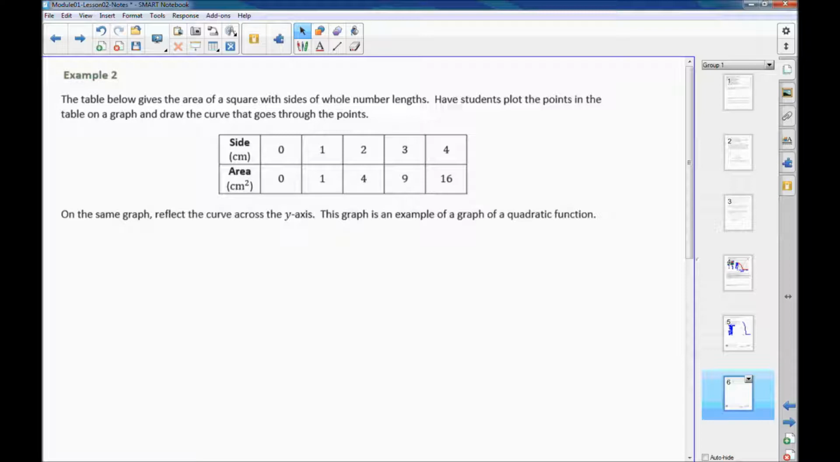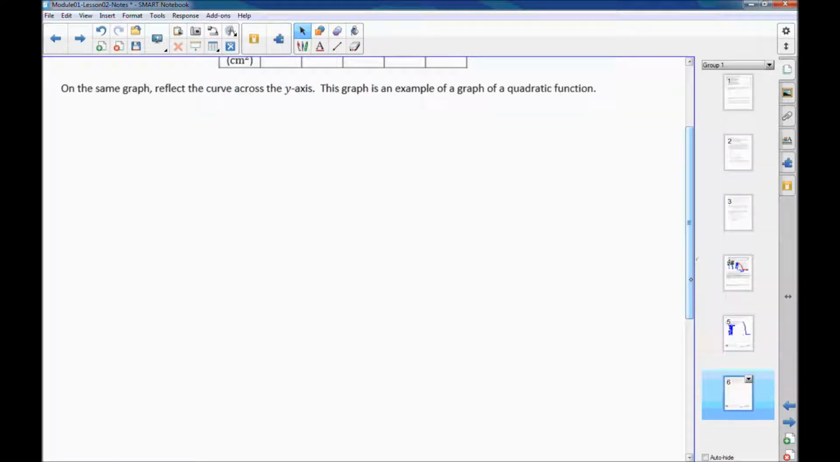A side of 1, area of 1. 1 times 1, remember, for an area of a square. A side of 2 for a square will give us 2 times 2 for an area of 4. A side of 3 will give us an area of 9, and 4, 16, and so forth.